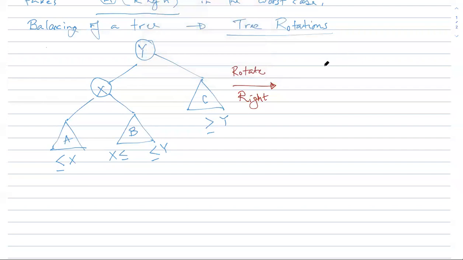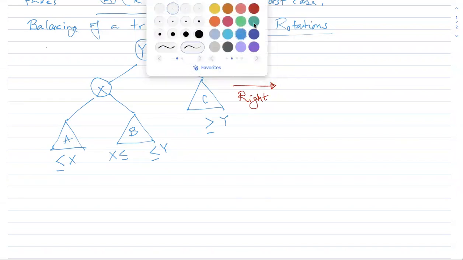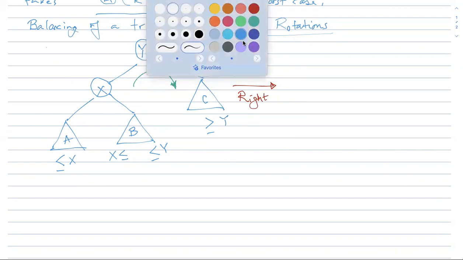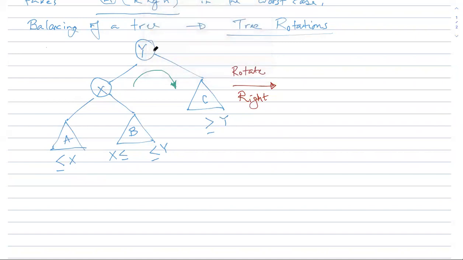So when you rotate it right, it's essentially making the rotation about Y. So after the rotation, X will go up. So X goes up and Y comes down.